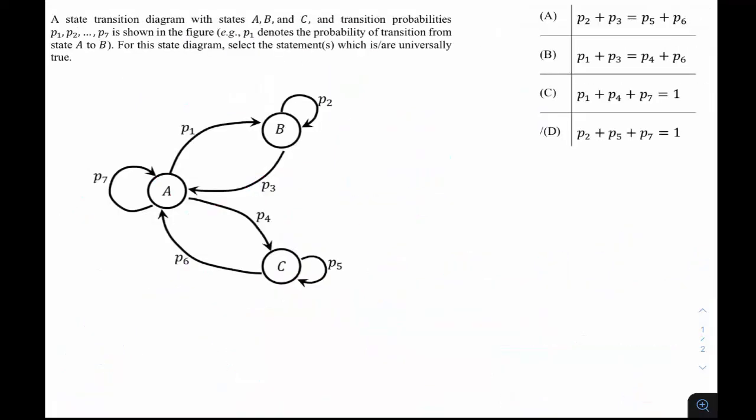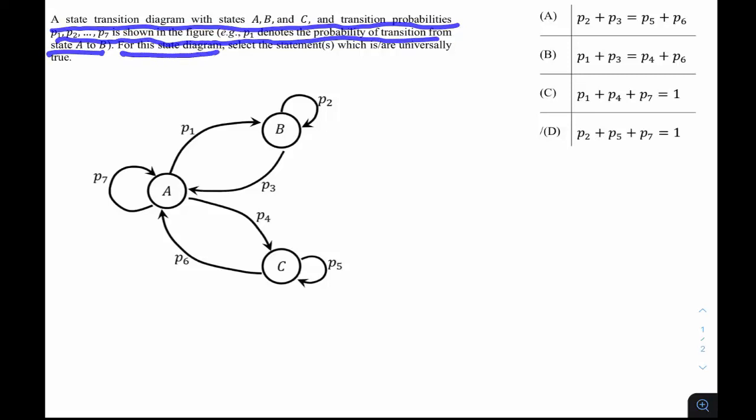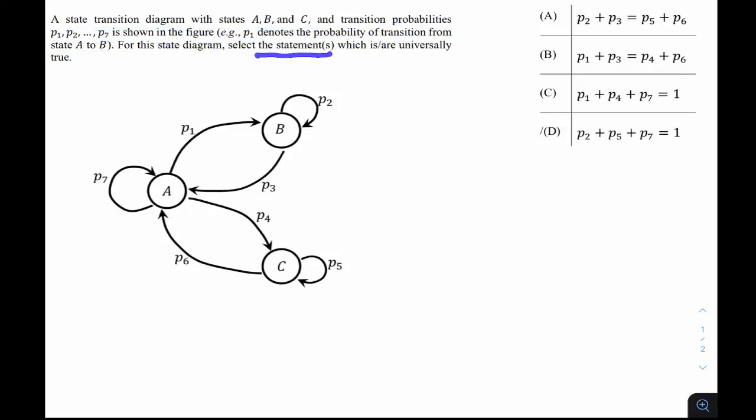This question was asked in GATE 2022 of ECE. This is from digital subjects, from the finite state machine or sequencer circuit topic. The question is: a state transition diagram with states A, B, C and transition probabilities P1 to P7 is shown in the figure. For example, P1 denotes the probability of transition from A to B. For this state diagram, select the statements which are universally true.